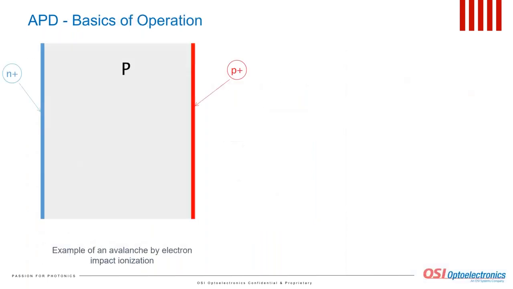Avalanche multiplication and its use to enhance the photodiode signal has been known since the late 50s. Assume that we have a slab of silicon uniformly doped with a p-type dopant, with anode and cathode doping applied on the slab's sides. Applying a reverse bias across the slab, an electric field is created.